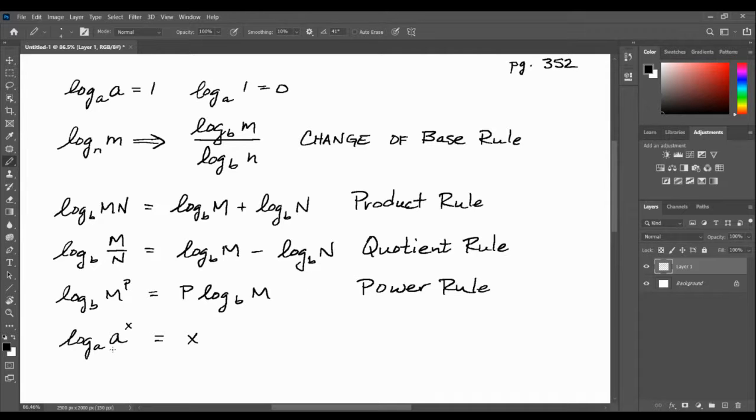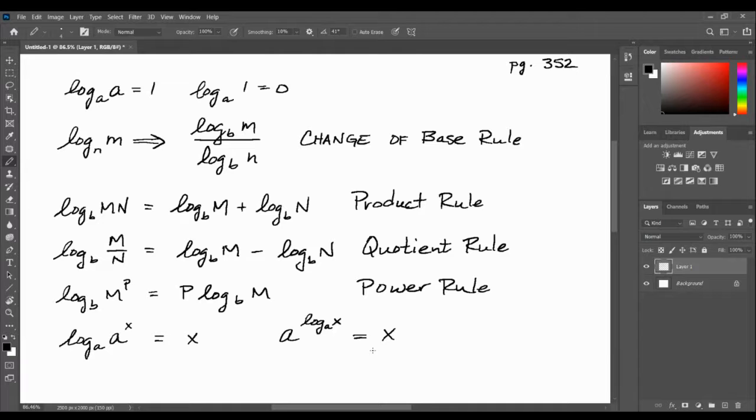And correspondingly, we've got a raised to log base a of x. Notice the base of the exponent is the same as the base of the log within the exponent. This also equals x. So 10 raised to the log base 10 of 2 would be 2.